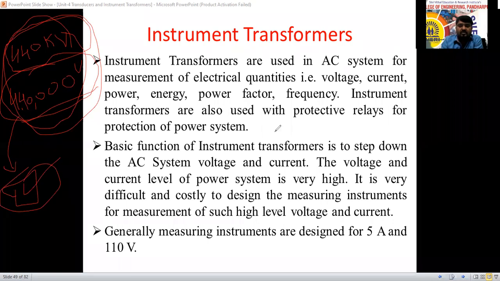So protective relays also. The basic function of an instrument transformer is to step down the AC system voltage or current. It is going to step down from higher voltage to lower voltage, and bring the higher current to a lower current. This is the basic function of the instrument transformers.